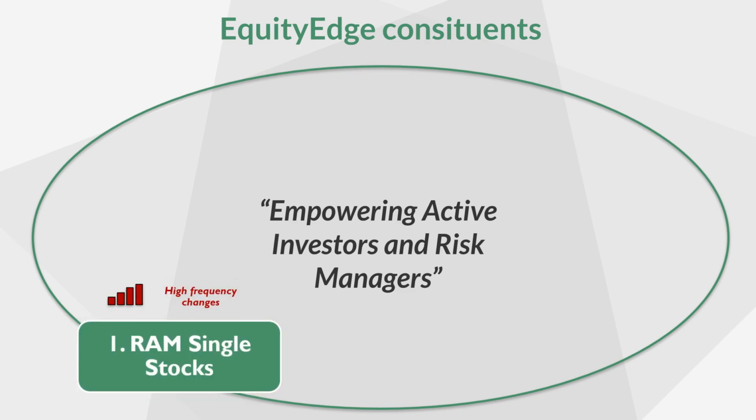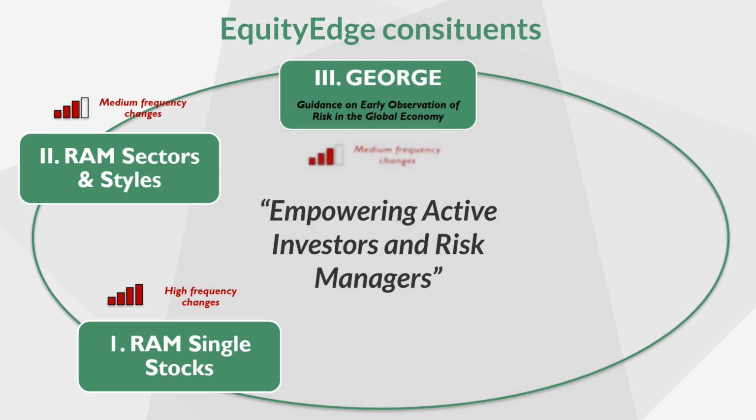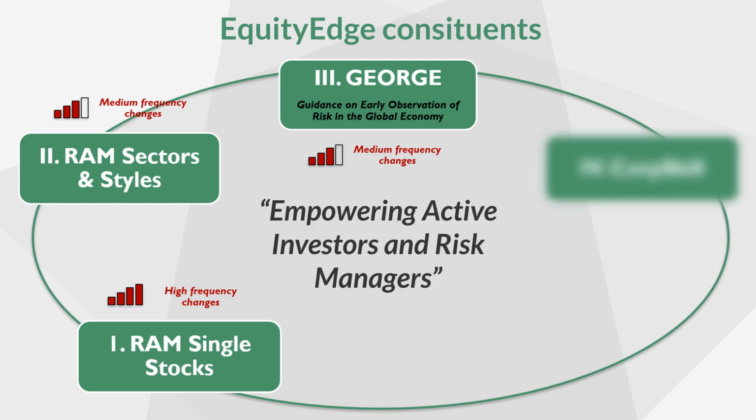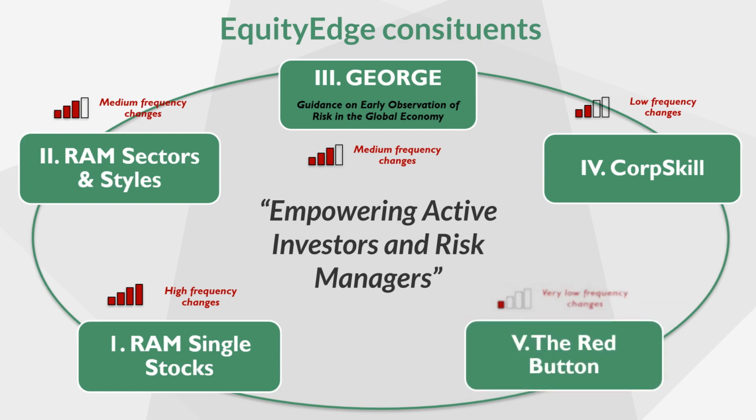The risk appetite monitor for single stocks, which allows people to screen each stock, selecting the top ones rated 3 stars. RAM sectors and styles, which helps us monitor risk in a forward-looking manner by sector. George, which is a dynamic asset allocation tool targeting a very low historical maximum drawdown. CorpSkill, which tiers sectors on the basis of their mid-long-term expected performance. And the red button, a high-level alert signaling market conditions requiring a swift answer.